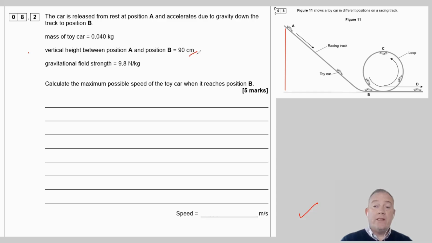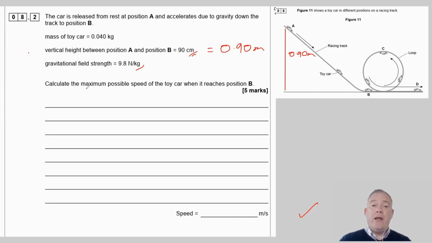Straight away, though, I can see here, and this is what we need to remember in physics, those unit conversions. When we are looking at height or lengths, we want those in meters. There's 100 centimeters in 1 meter, so we're going to divide that by 100, and we'll get 0.9 meters here. Okay, so 0.9 is that distance. That's really important. So let's get our units right. We have kilograms, that's correct. Newtons per kilogram for our gravitational field strength. Now, you may know that that is also an acceleration. It simplifies to meters per second squared, but we're going to keep it as newtons per kilogram.